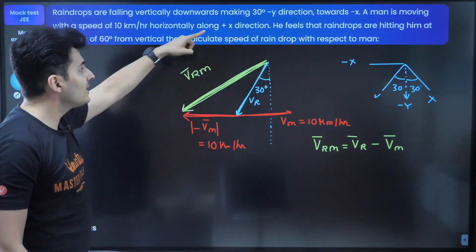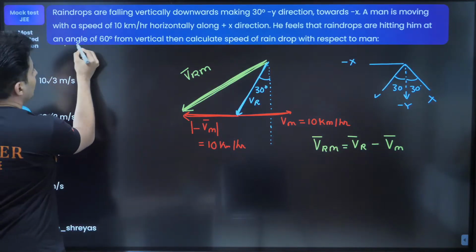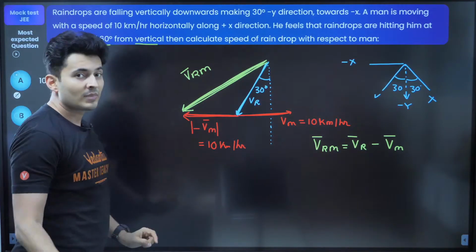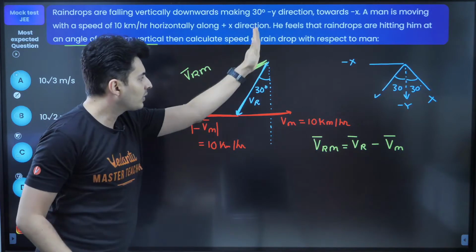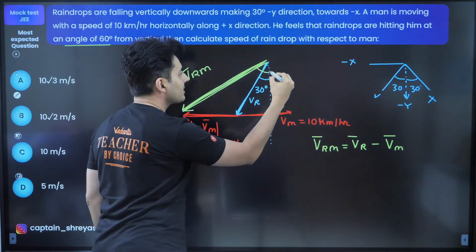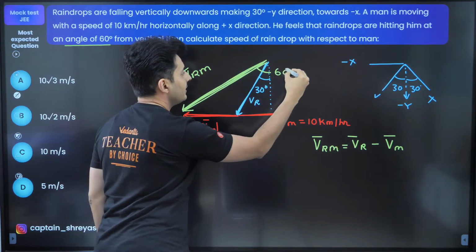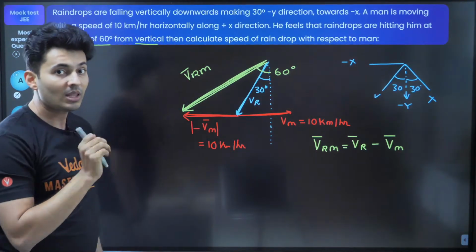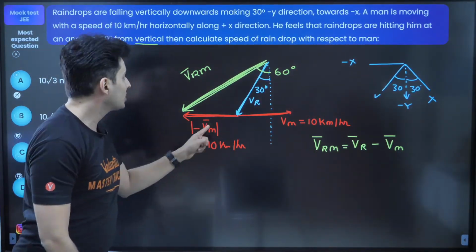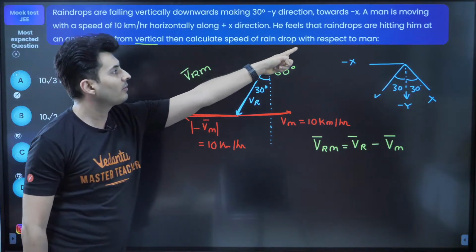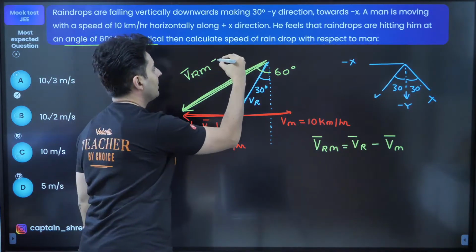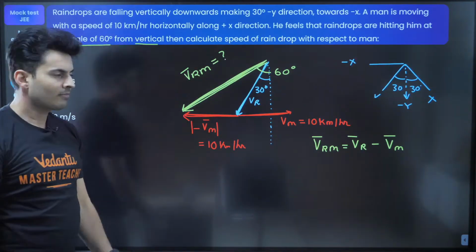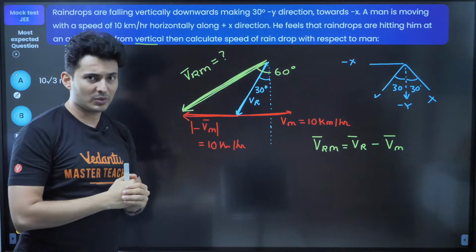According to the question, he feels the raindrops are hitting him at an angle of 60 degrees from vertical. So he feels that this angle is 60 degrees as per him. That's what he feels. The question is, what is this value? What is the speed of the raindrop with respect to the man? I think it's a purely geometrical question.